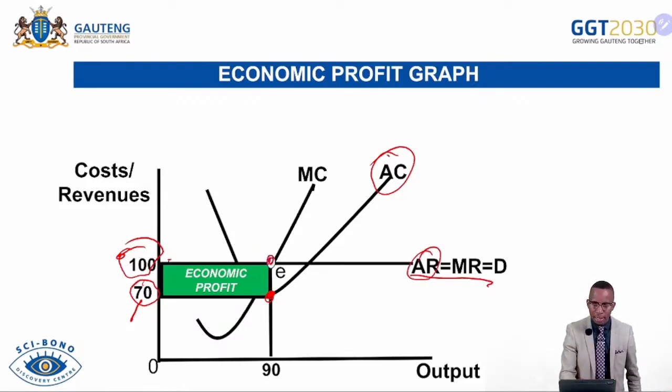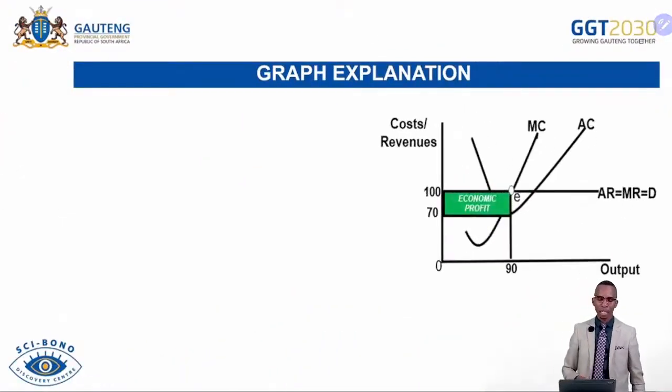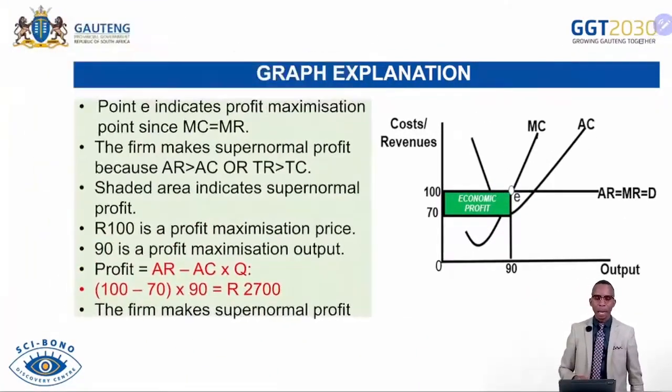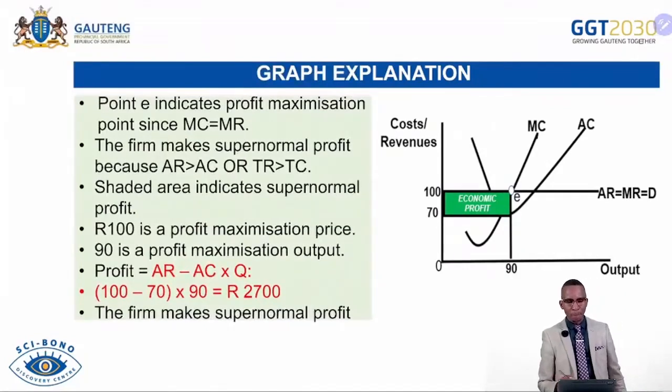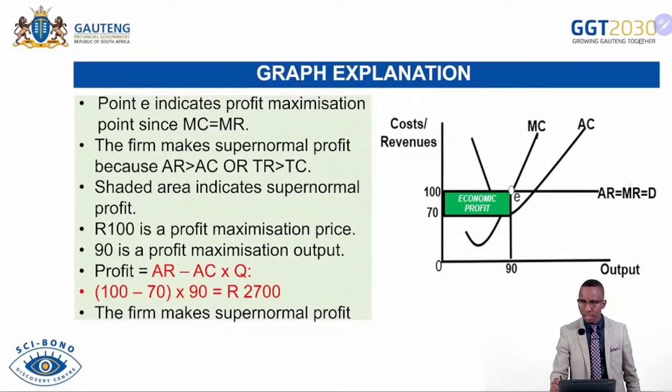That point E there indicates what we call the profit maximization point. Then the shaded area indicates supernormal profit. Then we explain the graph. There is our graph, come back as it is. And then point E indicates the profit maximization point, where MR equals MC. You can see MR equals MC at this point E.